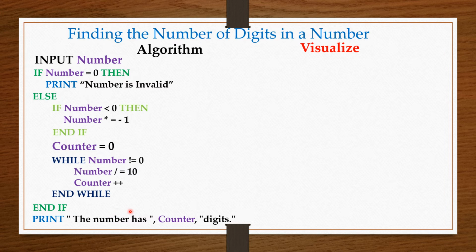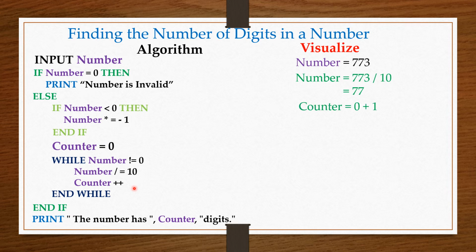Let's visualize this. Let's take the number to be 773. Now 773 is not 0, and it's a positive number, so we can enter this while loop. In the while loop, it says divide the number by 10. So I will divide the number by 10 and get 77. And when I divide the number by 10, I increase counter by 1. So I get counter equals 1.